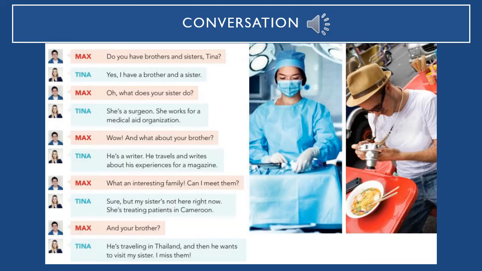Do you have brothers and sisters, Tina? Yes, I have a brother and a sister. Oh, what does your sister do? She's a surgeon. She works for a medical aid organization. Wow! And what about your brother? He's a writer. He travels and writes about his experiences for a magazine. What an interesting family! Can I meet them? Sure, but my sister's not here right now. She's treating patients in Cameroon. And your brother? He's traveling in Thailand, and then he wants to visit my sister. I miss them.